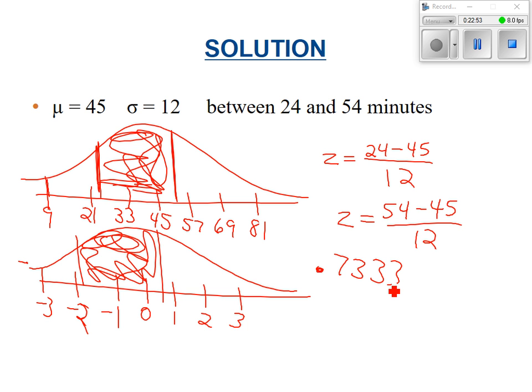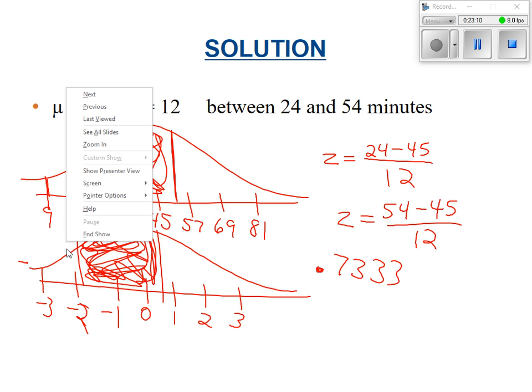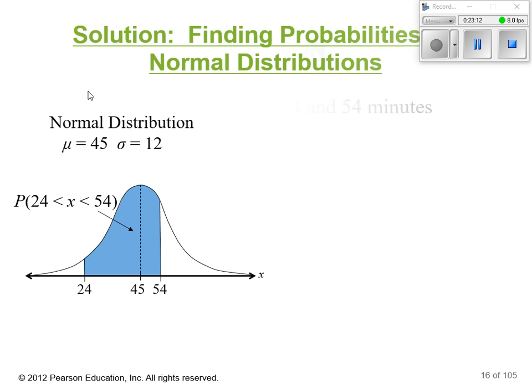My graph doesn't look like it, does it? Looks like it's more like 60% or something, but my graph must not be drawn very well. So we're saying about 70% of the people spend between 24 and 54. Somebody get something different? Because maybe I messed up. I got that. Got that?